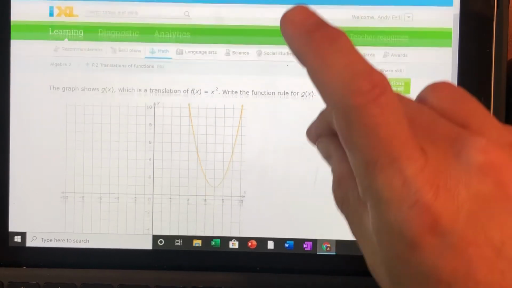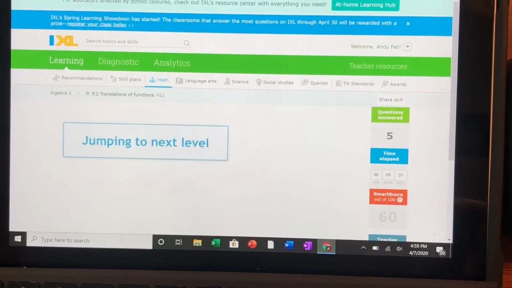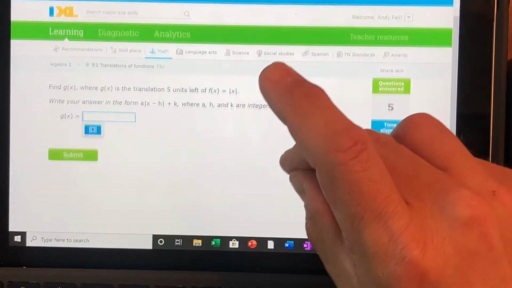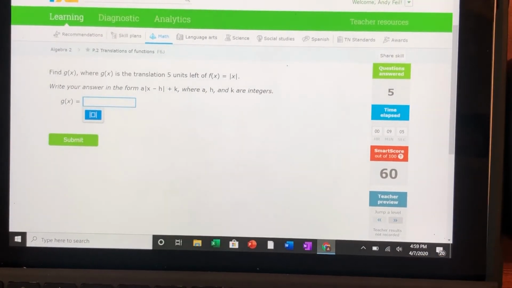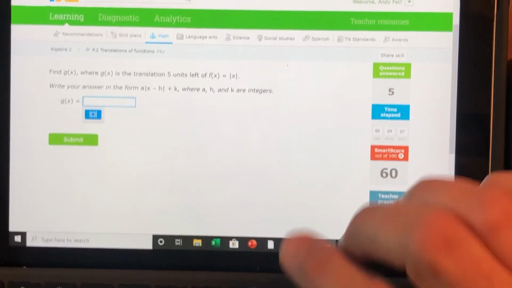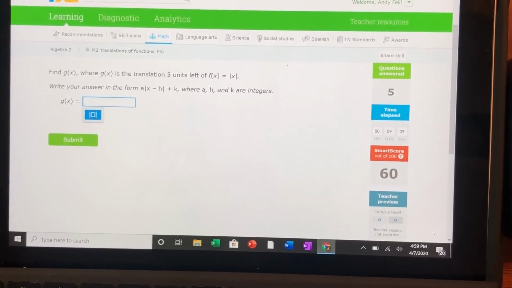Okay, let's skip another level, see if they make these any tougher here. Let's see. All right, now, what if they ask you this? Well, they don't give you the graph this time. This time, it says, write g of x, where g of x is the translation 5 units to the left of f of x equals the absolute value of x.